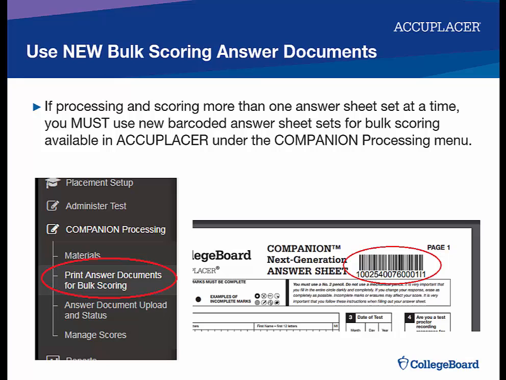ACCUPLACER now allows more than one answer sheet document set to be processed at a time. This new bulk process requires the use of special barcoded answer sheet sets to ensure the right bubbled information is associated with the right student. Download and print these answer sheets from the Print Answer Documents for Bulk Scoring submenu, and always verify the answer sheets have the unique barcode before administering any tests.